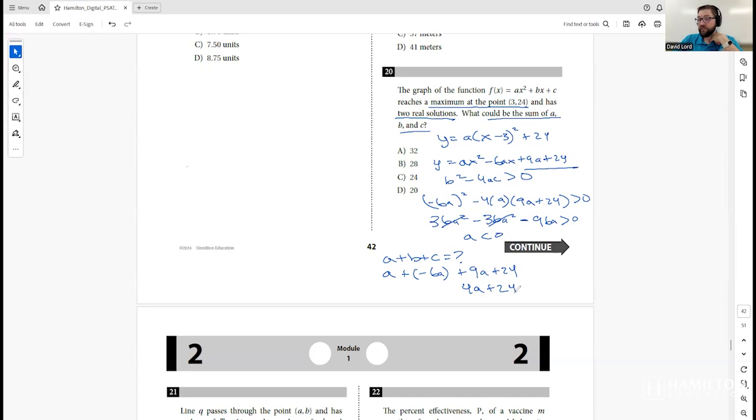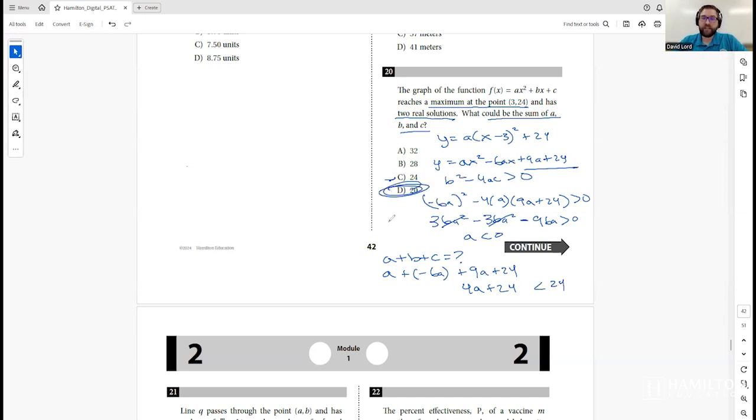So if a was 0, it could be 24, but because a is less than 0, like negative 1, it has to be less than 24. So our answer is basically any number less than 24, which is why the answer is D.